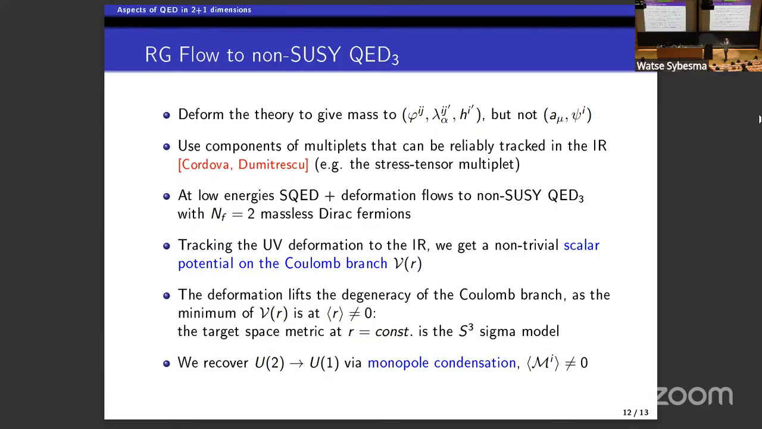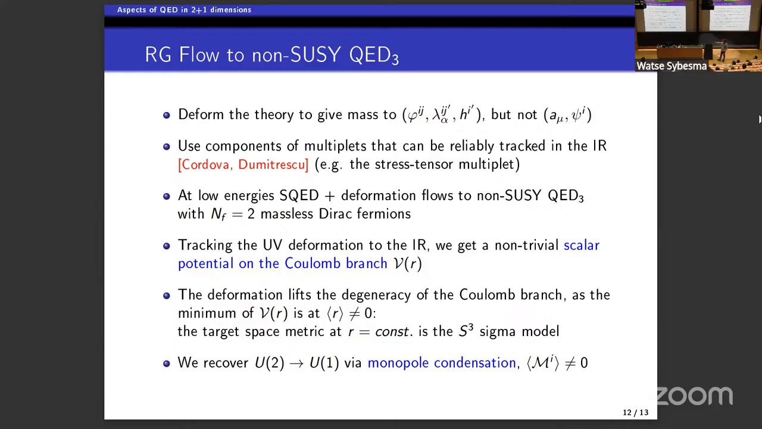So this means that you take the UV Lagrangian, you add the deformation, and the theory flows to the theory that we want. It flows to non-supersymmetric QED with 2 fermions. It's the only thing that remains massless. But now you can track this deformation to the IR. So you do this tracking because you're using a protected multiplet. And in the IR, it turns out that this deformation switches on a non-trivial scalar potential on the Coulomb branch. So the Coulomb branch is not a flat direction anymore, but part of it is lifted.